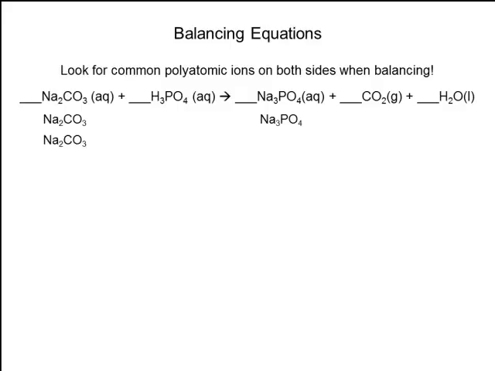Keep moving to the right. So I hit my carbon next. But now that's a polyatomic ion. So what I want to do is check, is there a polyatomic ion on the product side that's the same as the one on the reactant side? So I have CO3 on the reactant side. Is there any CO3 on the product side? No. There's a CO2, but that's not the same. So I'm going to have to balance the carbons and oxygens individually from this.